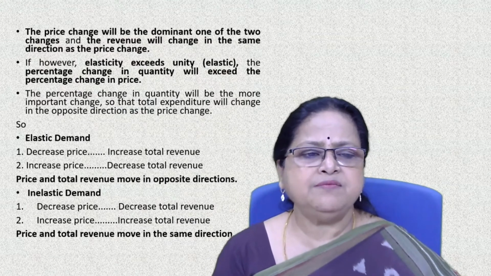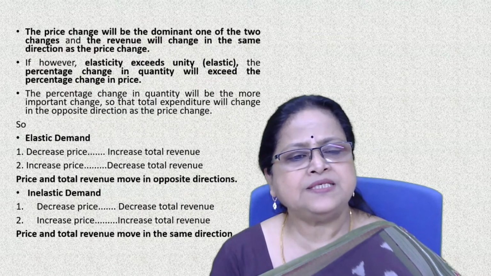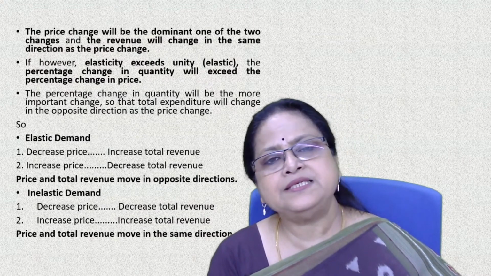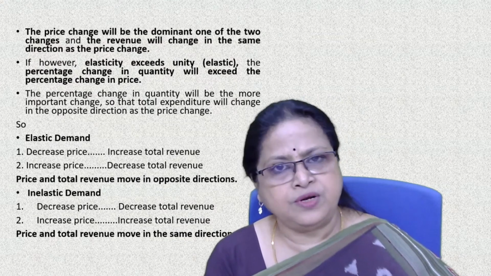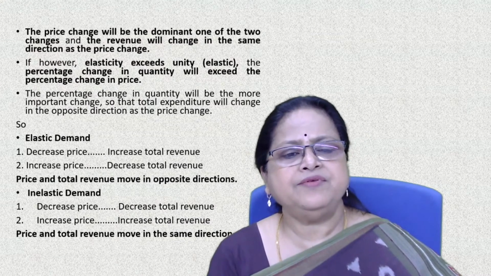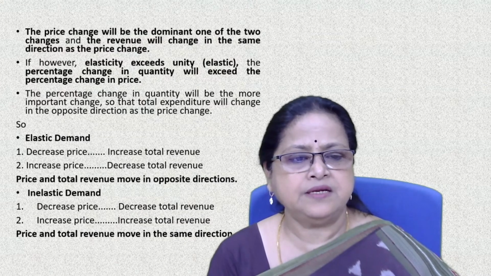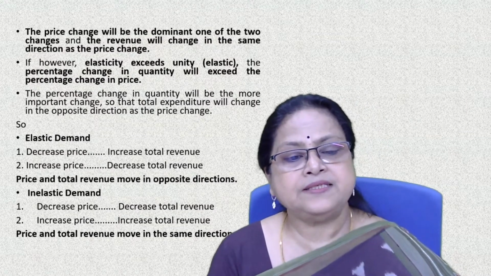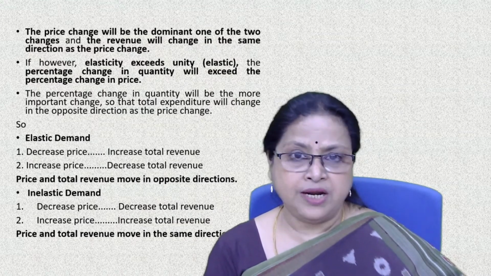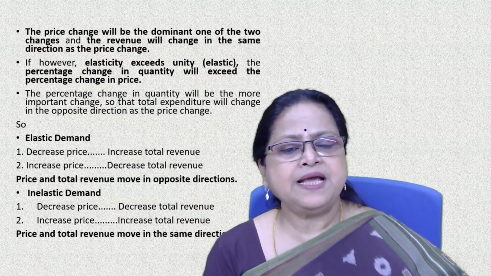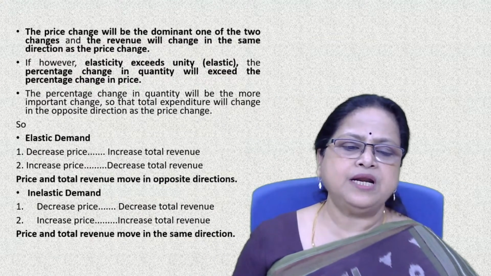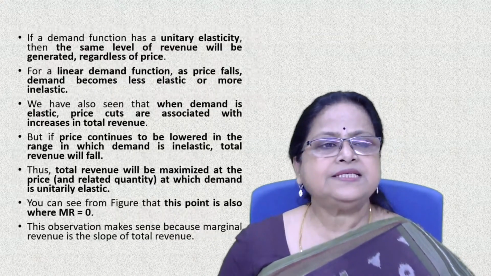So elastic demand means decrease in price will lead to increase in total revenue. Increase in price will lead to decrease in total revenue. Price and total revenue move in opposite direction. And if the demand is inelastic, then decrease in price is leading to decrease in total revenue, and increase in price is leading to increase in total revenue. That is, price and total revenue move in the same direction.